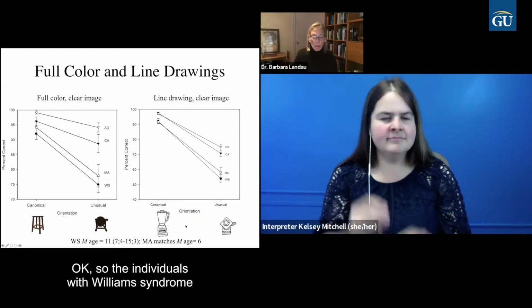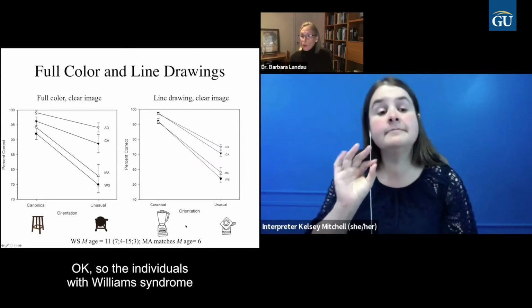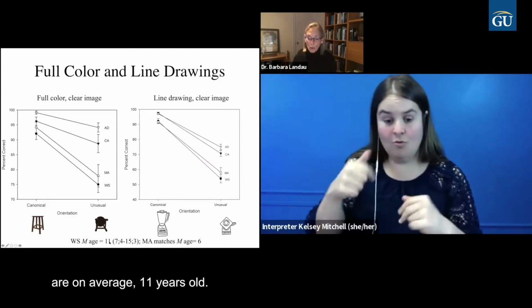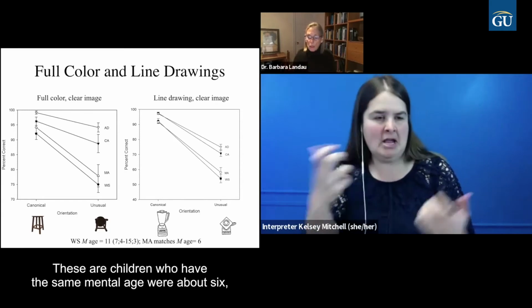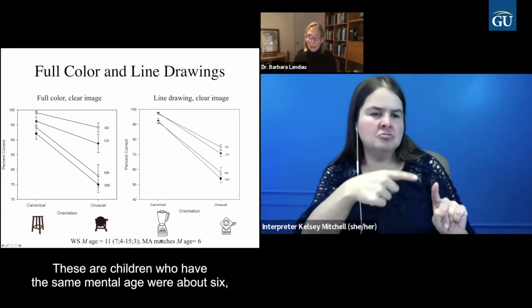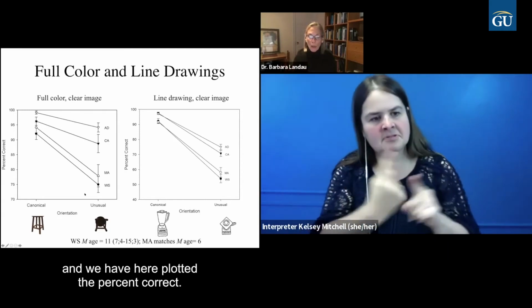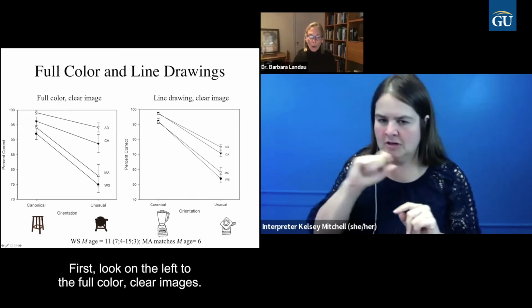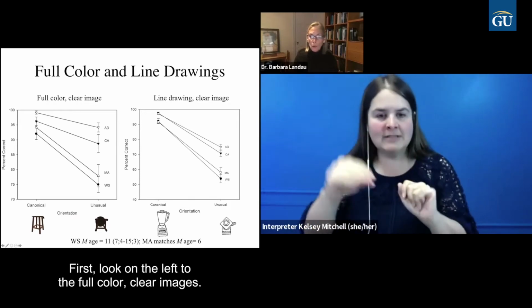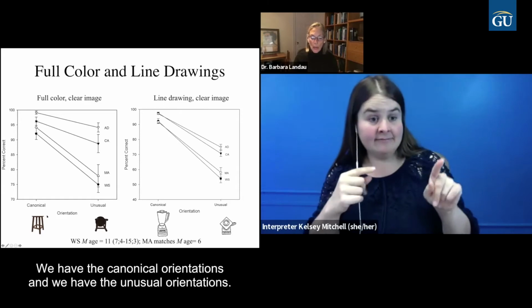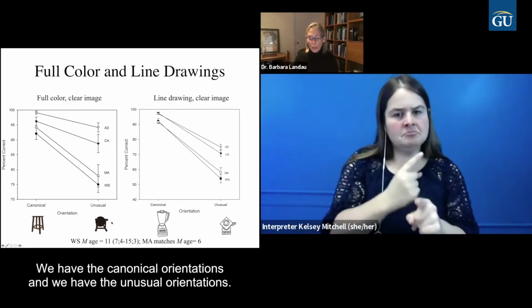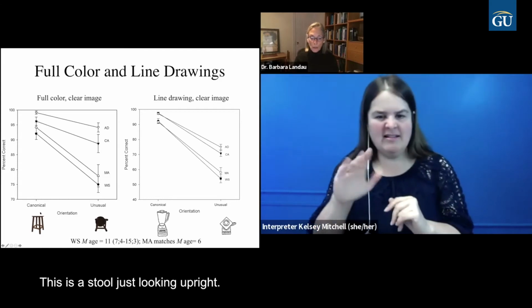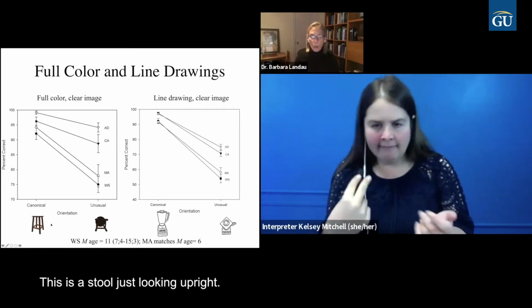The individuals with Williams syndrome are on average 11 years old, and the mental age matches are children who have the same mental age, or about 6. And we have plotted the percent correct. First, look on the left to the full color clear images. We have the canonical orientations, and we have the unusual orientations. This is a stool from underneath. This is a stool just looking upright.